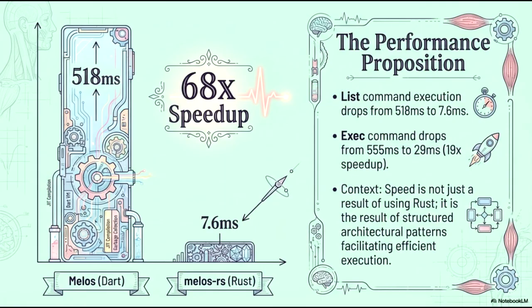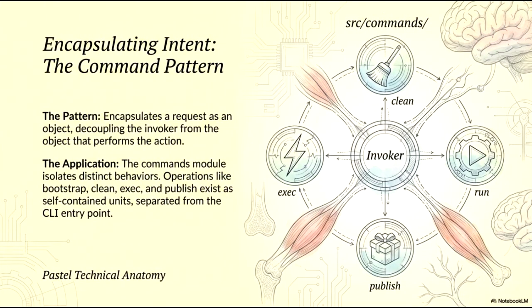While switching to Rust is a key factor, this level of performance is also the result of structured architectural patterns designed specifically to facilitate more efficient execution. Encapsulating intent through the command pattern allows us to treat requests as first-class objects. By doing so, we effectively decouple the invoker from the logic that performs the action, which is a fundamental principle in maintaining a clean and scalable architecture.